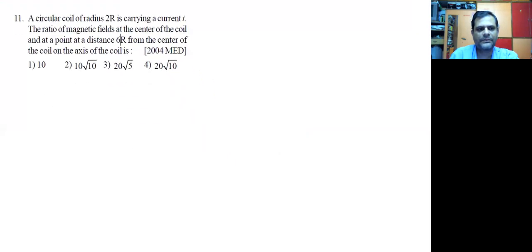just try to draw the diagram. It will be just like this, in which the circular coil will be of radius 2r. Suppose this is the circular coil, and the radius of the circular coil is going to be 2r here.